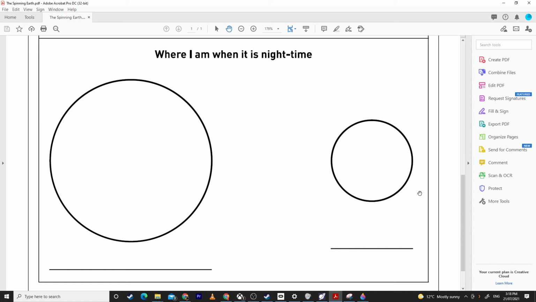Don't worry if you're not very good at drawing the Earth. That's not really the task. But just try your best and make sure you label that you're on the dark side this time. All right. So boys and girls, that's pretty much it.